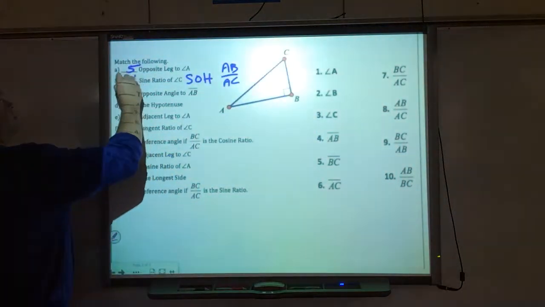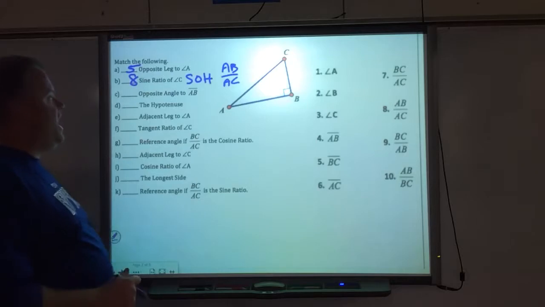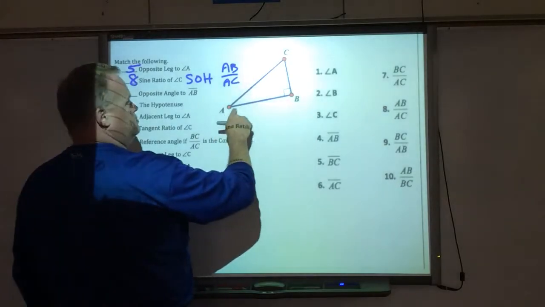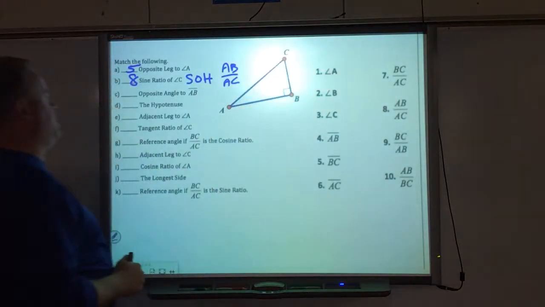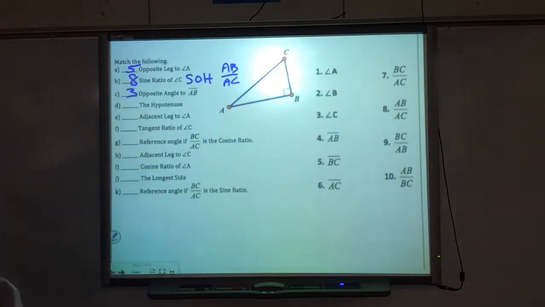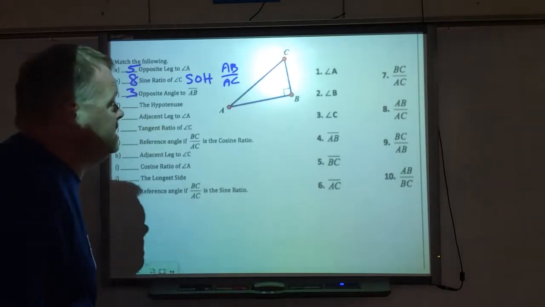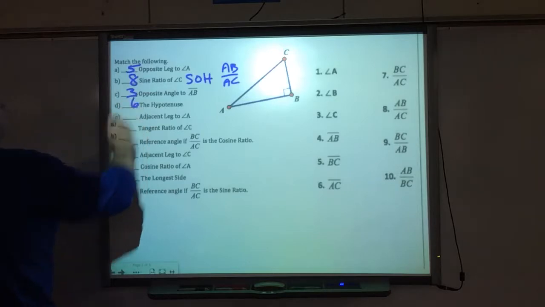Number 8. Good. How about opposite angle to line segment AB? Well, opposite angle to AB is angle C. That should be 3. How about the hypotenuse? Well, the hypotenuse is always the hypotenuse. That's AC. That should be 6.